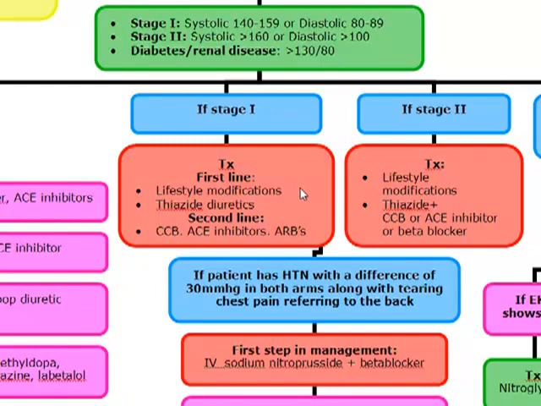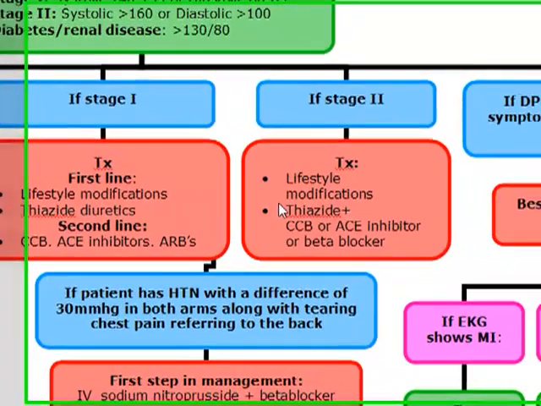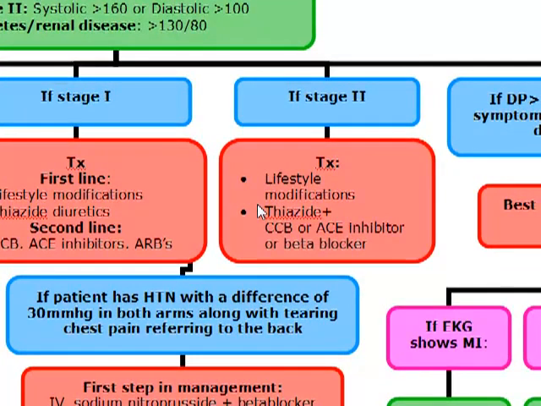If the first line therapy, which is therapeutic lifestyle changes, is ineffective, then we're going to go to pharmacologic therapy. And basically, first, we want to look at the patient's history. And we're going to choose the drug based on history. But for the most part, we're going to use either a calcium channel blocker, an ACE inhibitor, or an ARB as our second line after lifestyle modifications. Stage 2 hypertension. For stage 2, we're going to do lifestyle modifications and drugs. So we're going to use a thiazide and another drug. And that other drug is either going to be a calcium channel blocker, ACE, or beta blocker.